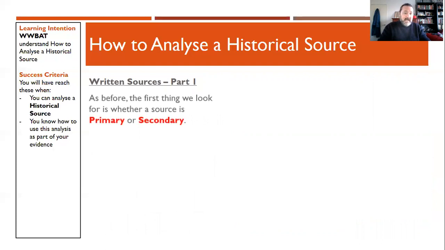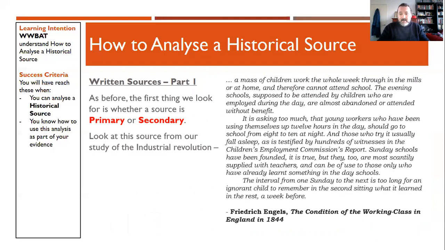So, as before, first thing we look for is whether a source is primary or secondary. This is a source from our study in Year 9 at Melton of the Industrial Revolution. Is this primary or is this secondary? Well, again, have a look down here. Look at this. This comes from 1844. So this is most definitely a primary source.